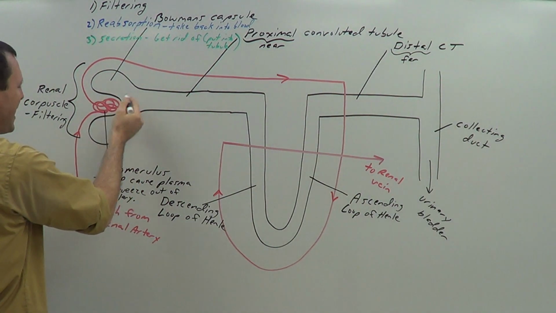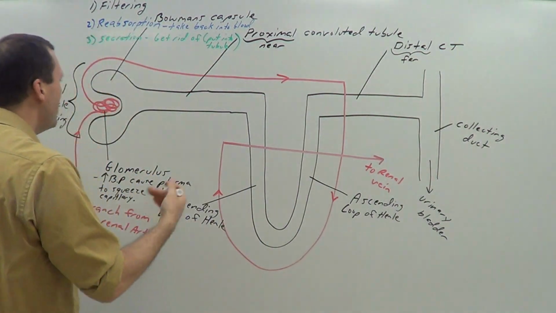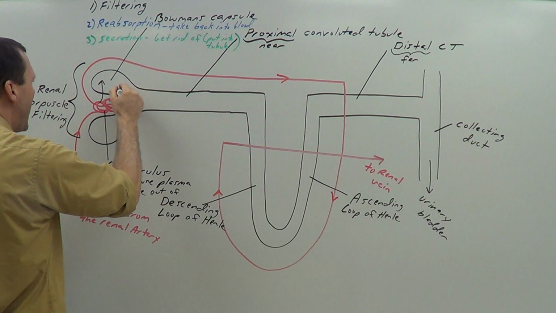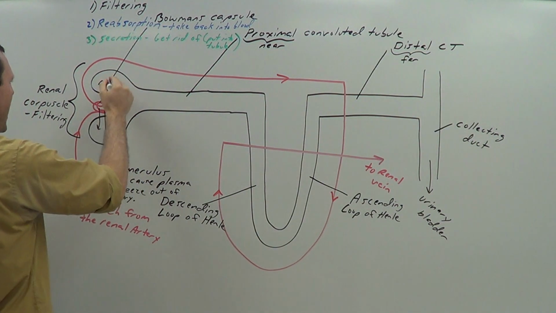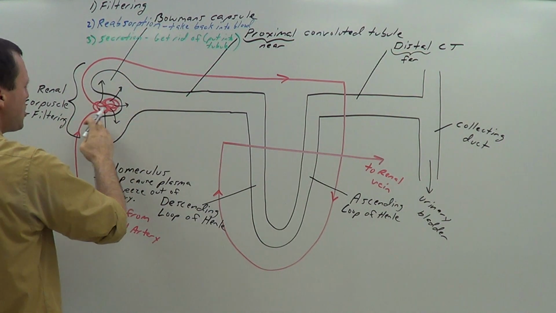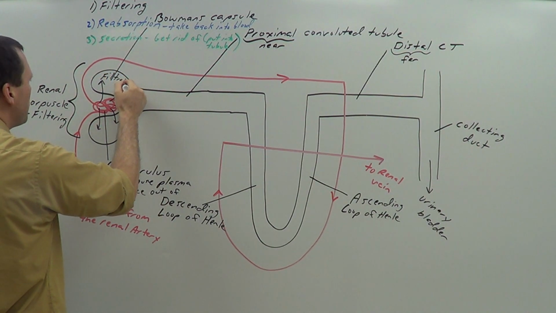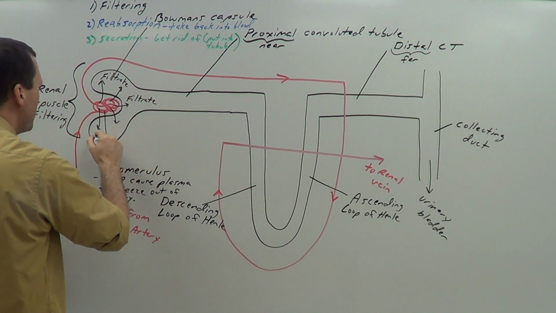So that plasma, that liquid part of the blood, and anything dissolved in the blood, like ions and wastes, get put into this Bowman's capsule here, just like that. Let's go ahead and draw these arrows. And we're now going to call this plasma that got squeezed out, we're going to call it filtrate. So I've got lots of filtrate. It's not quite urine yet, but it will be in a little bit.